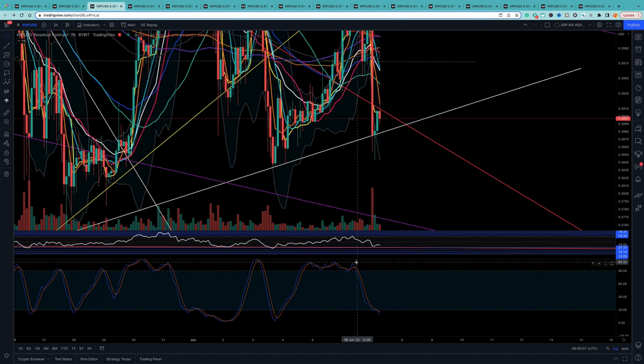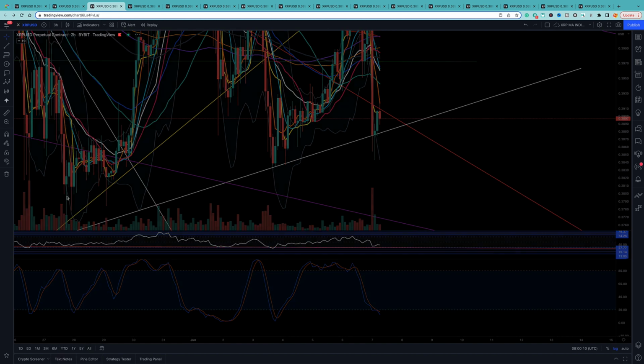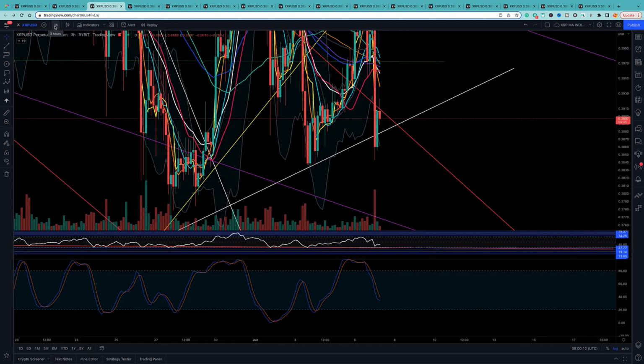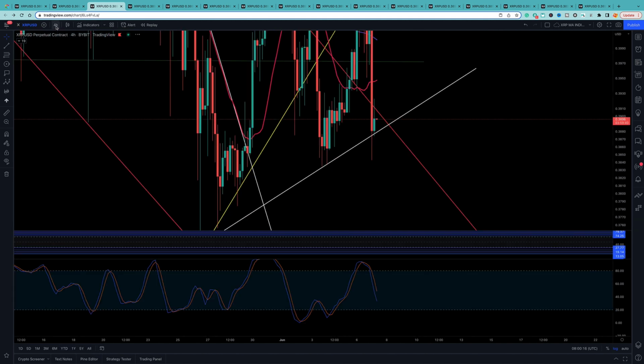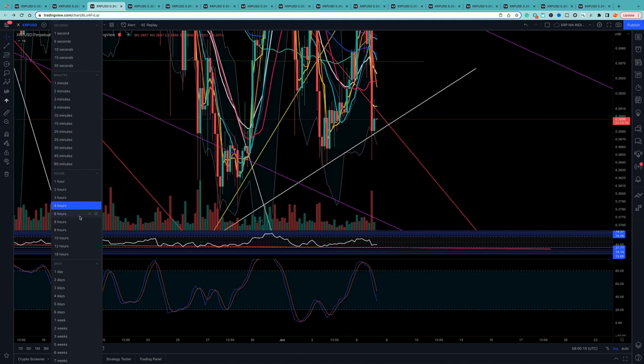So the 2 hour, you see, this is why I'm doing this. The 2 hour is already on the way down, and it can spend time down there once it gets down there. And this is why I'm showing this now, because look, there's the 3 hour on the way down. There's the 4 hour on the way down.